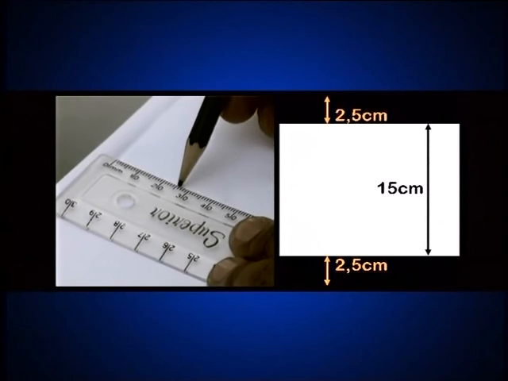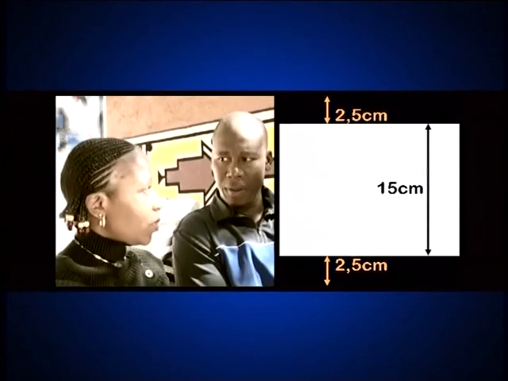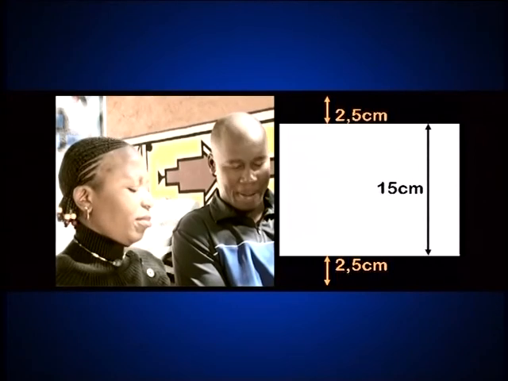But the page is 20 centimeters high. So we're going to have a border there on top and at the bottom, which are 2.5 centimeters each. That's going to look like a cinema screen, like the ones where they show the French movies.